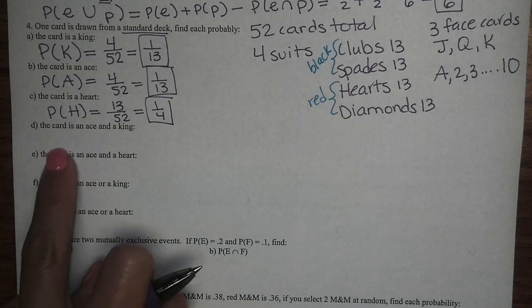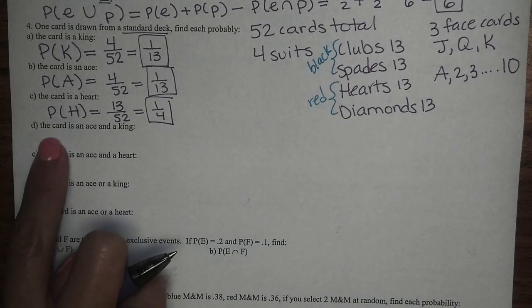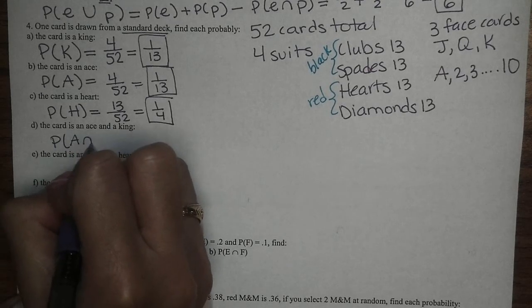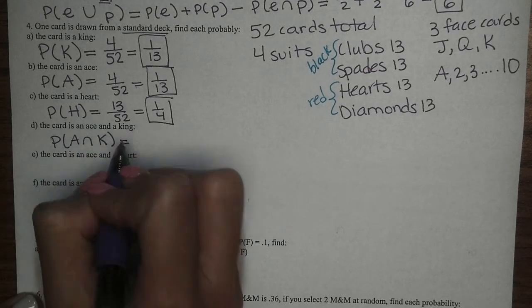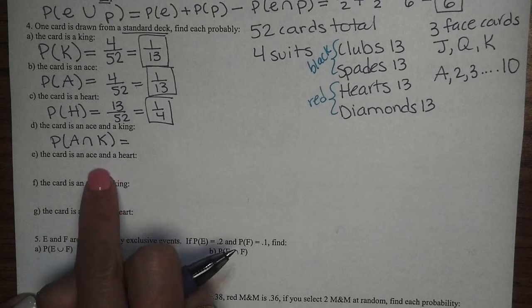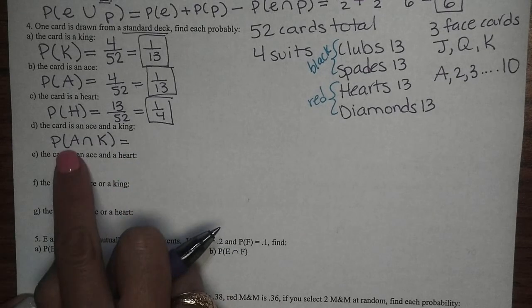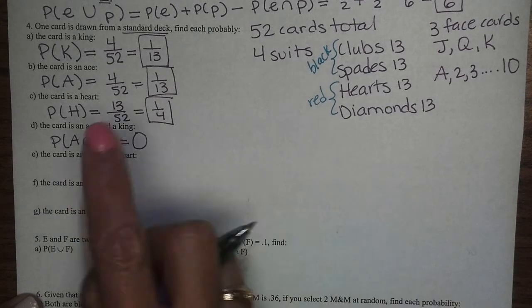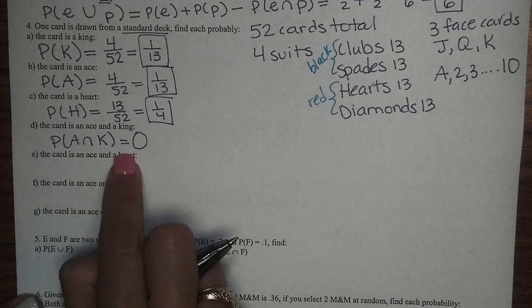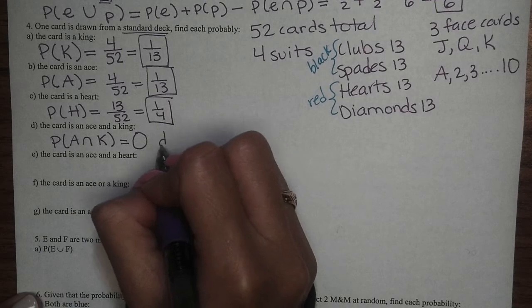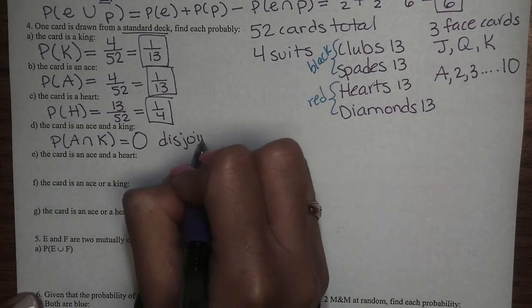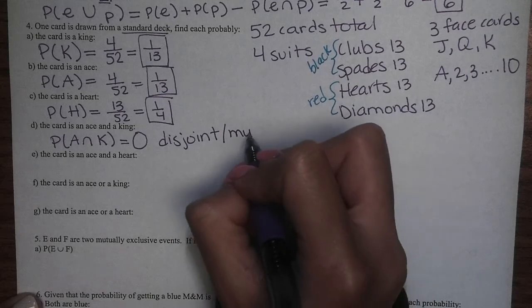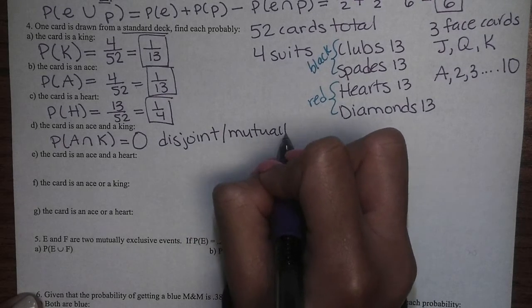Okay, now we start doing the card is an ace and a king. So probability of ace and a king. So if you're drawing one card, how many of them are going to be both an ace and a king? Okay, for that, it's going to be 0, because being an ace and being a king are what's called disjoint events. Disjoint or mutually exclusive. That's one of your definitions that you need to be familiar with.